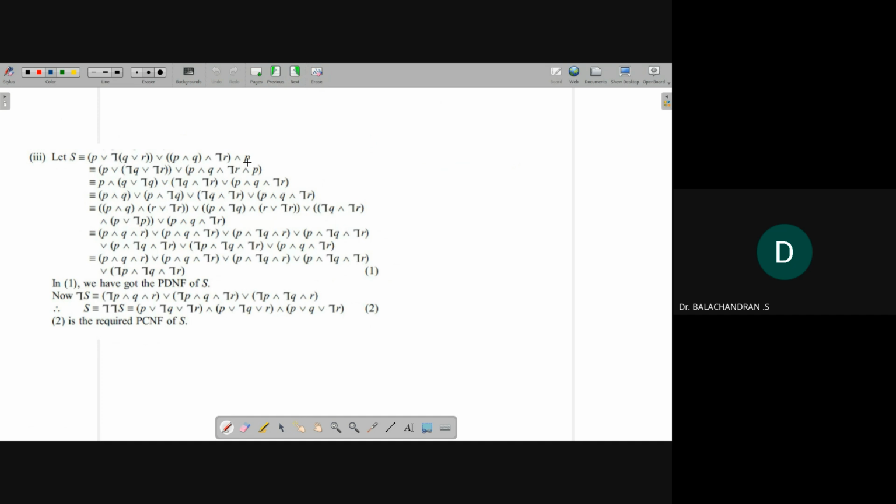Okay, so we'll check how they are doing. So here, apply De Morgan's law. So negation Q. I think again a mistake here. This should be and, and this should be and the negation R. I think everywhere here it is and. So P and Q and negation R and P.